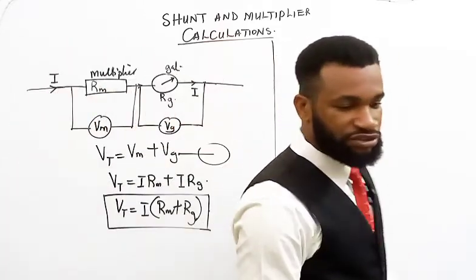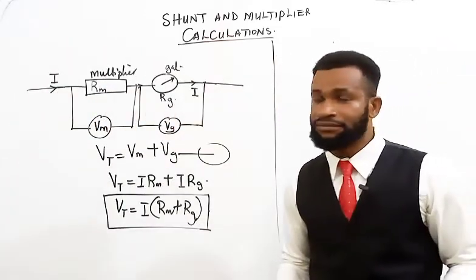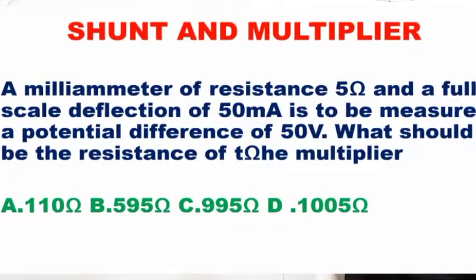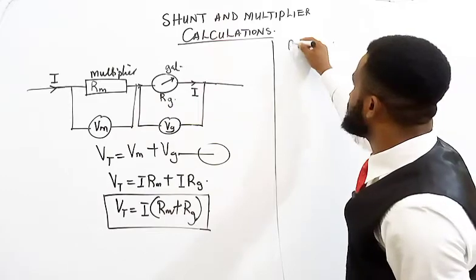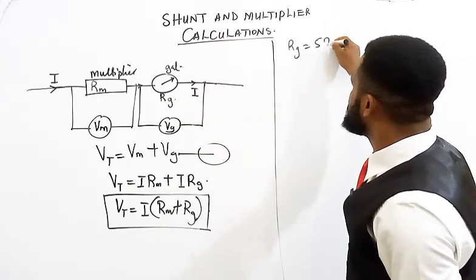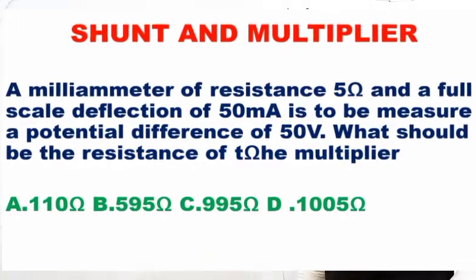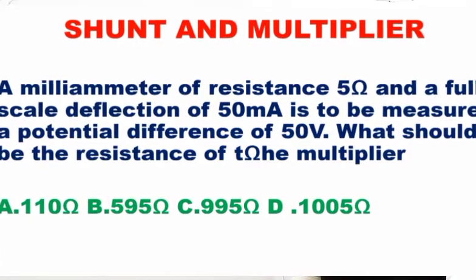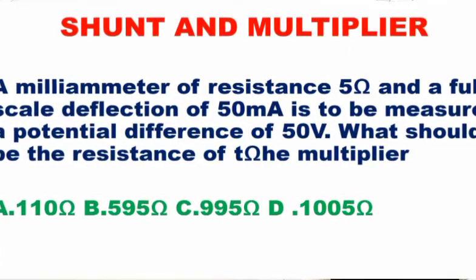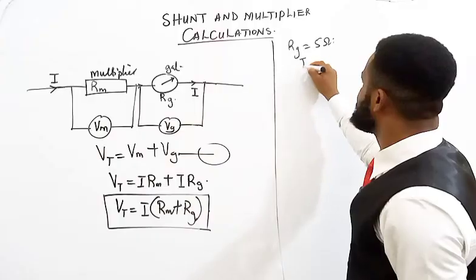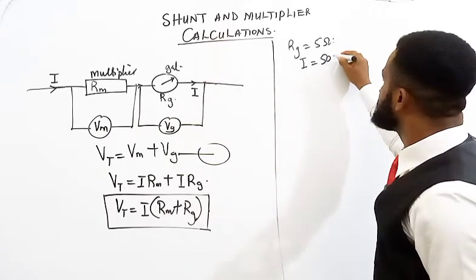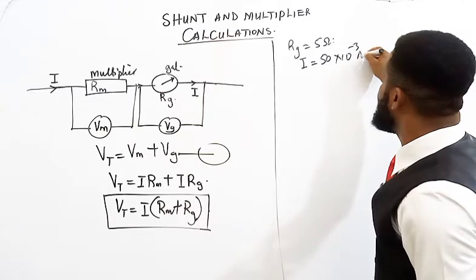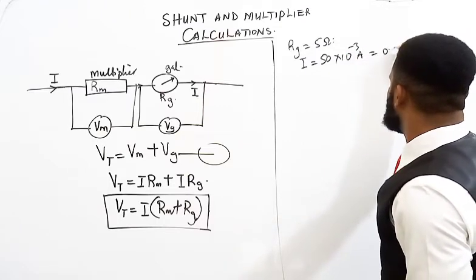Now, going back to the question we have, a milliammeter of resistance 5 ohms. That means Rg is 5 ohms. Then the full scale deflection means the current flowing through them is 50 times 10 raised to the power minus 3 A.